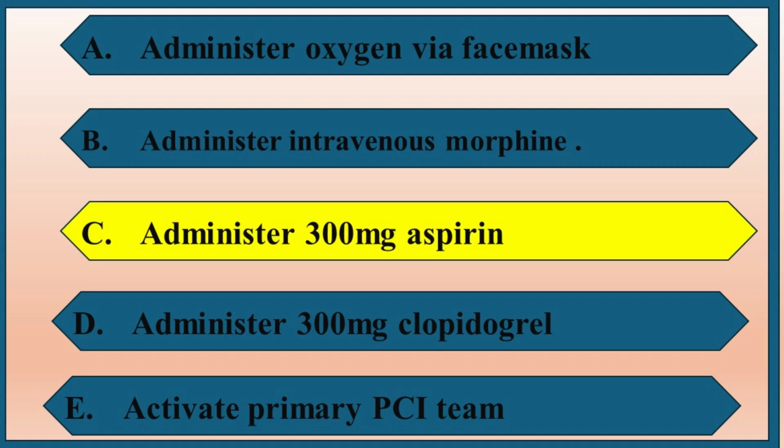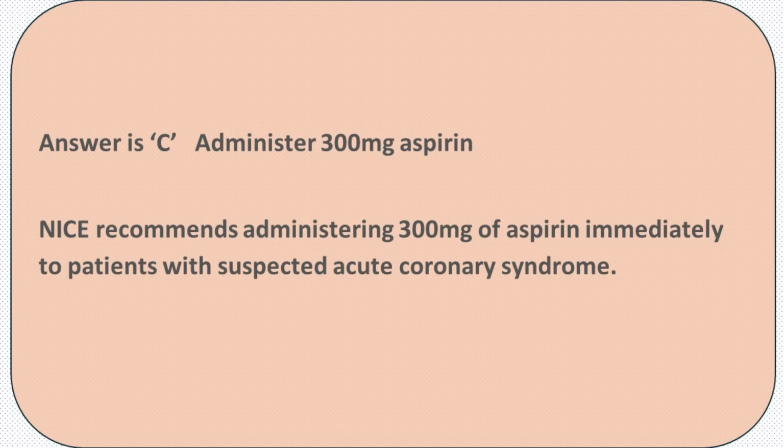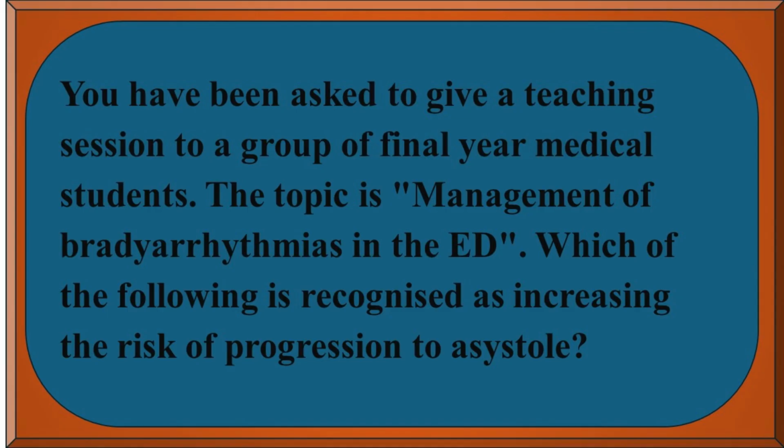Answer is C. Administer 300 mg aspirin. NICE recommends administering 300 mg of aspirin immediately to patients with suspected acute coronary syndrome. You have been asked to give a teaching session to a group of final year medical students. The topic is Management of Bradyarrhythmias in the ED.